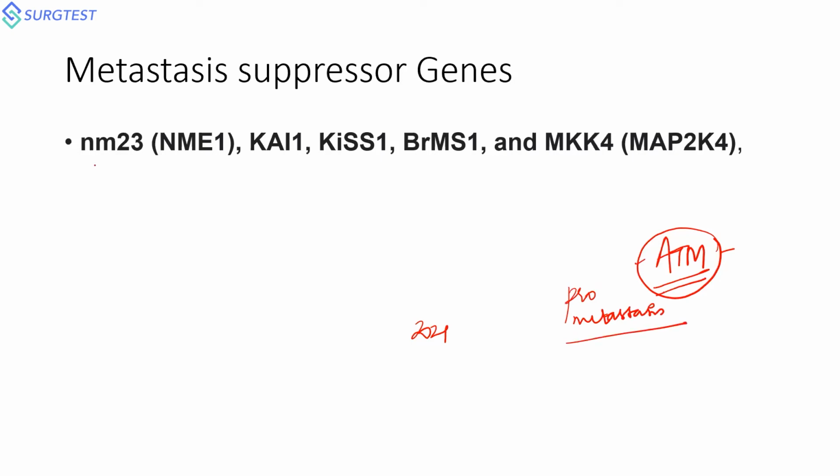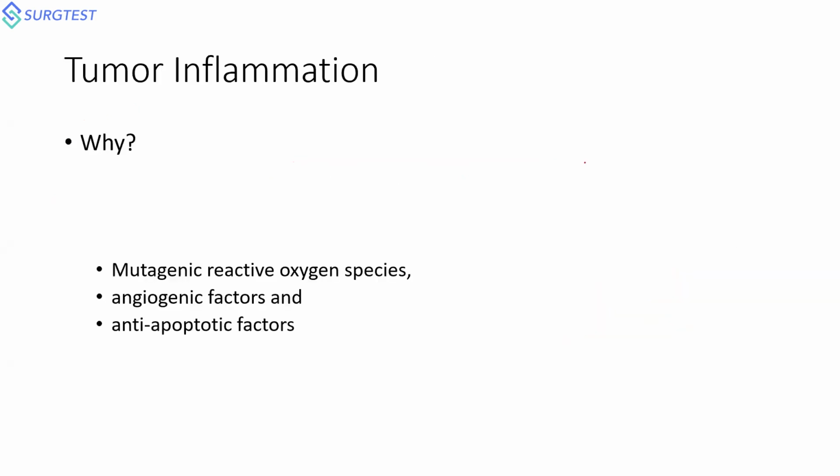On the corollary, the most important metastasis suppressor gene is your NM23. KISS, BRMS1, MKK4, and KAI1 are the other genes which have been recently studied. This is an update given in Bailey and Love, the latest edition, which has not been mentioned in the previous edition. The previous editions had mentioned NM23. The other genes, BRMS1, MKK4, have been added to the literature in the latest edition.